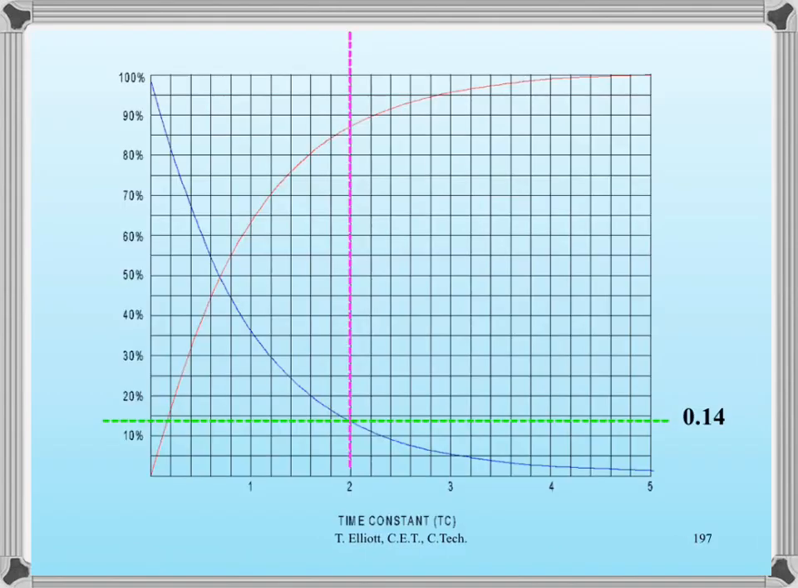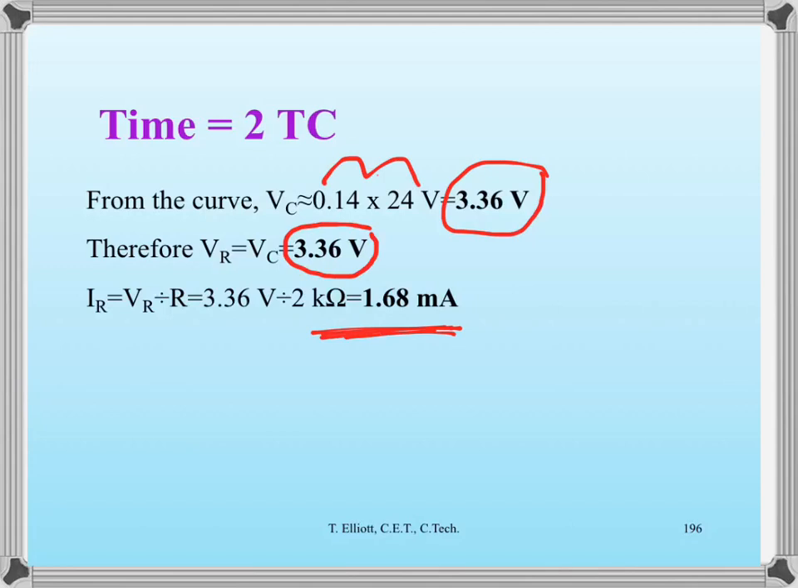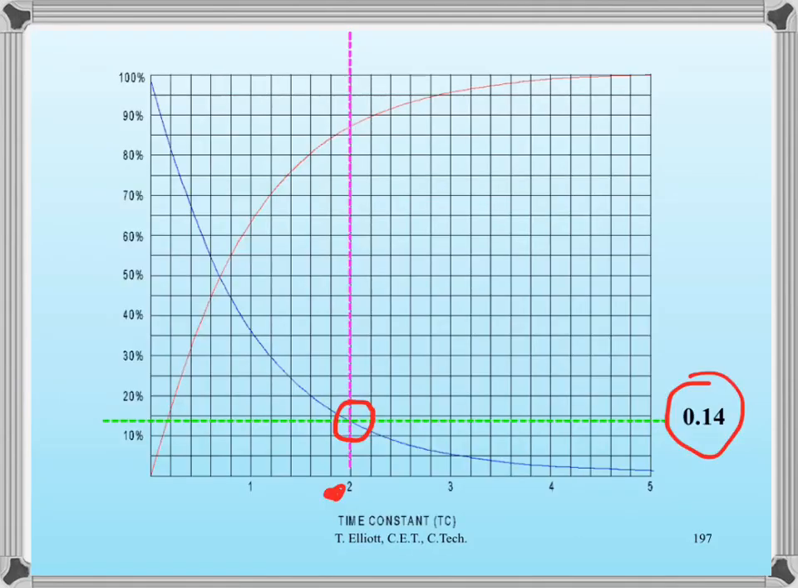Okay, two time constants. So the capacitor voltage continues to decay. So we're down here now. That's about 14% of E. So 14% of the 24 is 3.36. And because the resistor and capacitor again are in parallel, the resistor voltage is 3.36. Divide by the resistance is 1.68. So this curve here, when you're discharging, is the capacitor discharge, resistor discharge, and resistor current. So it's all in the same curve.